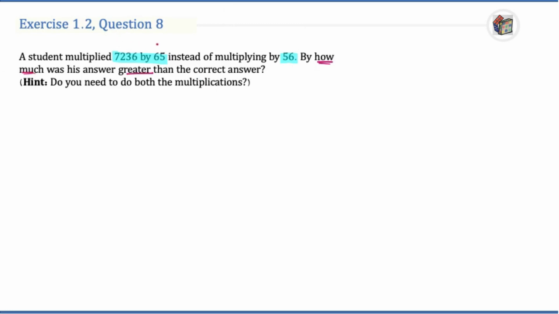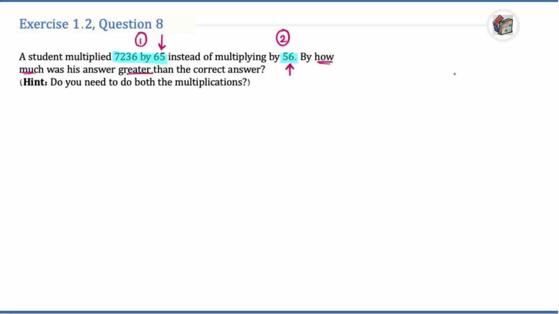Now see, his answer was this one, number 1 here, and the correct answer should have been when you multiplied 7236 by 56. So definitely his answer is going to be greater because the number that he took, 65, is more than the actual number he had to take, 56. So our question is not which one is greater, that we can see. The question is, by how much is it greater? So by how much something is greater than something else means you subtract.